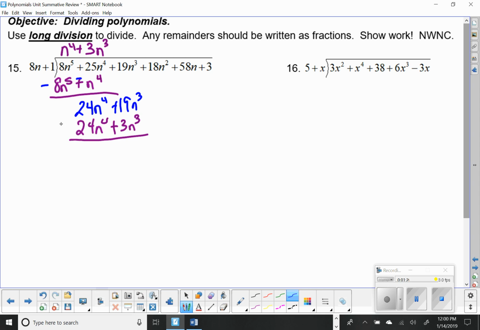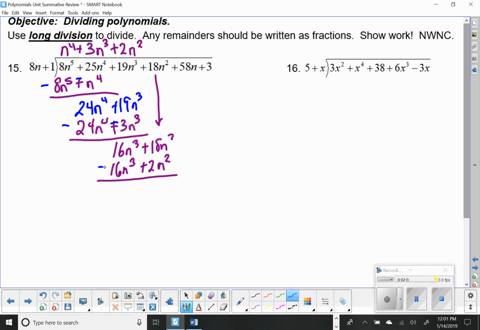Now I subtract everything. That cancels. 19 minus 3 is 16n cubed, and now I bring down the plus 18n squared. Just came down from there. 8 will go into 16 2 times. So I have 2n squared times 8n is 16n cubed. 2n squared times 1 is plus 2n squared.